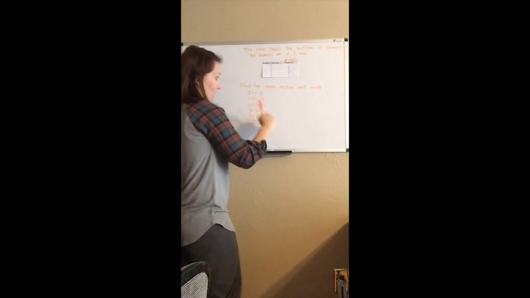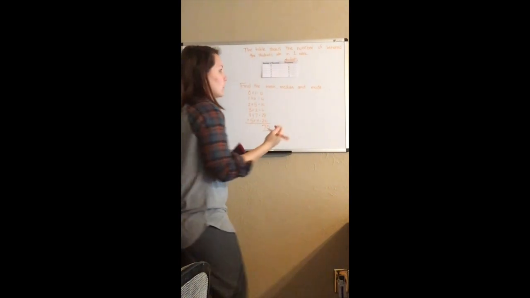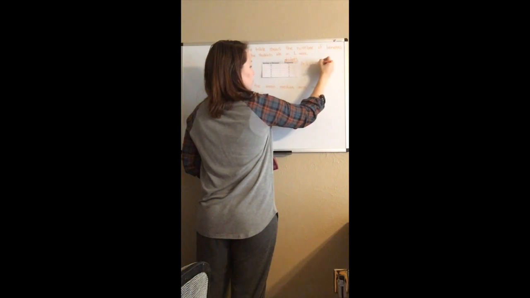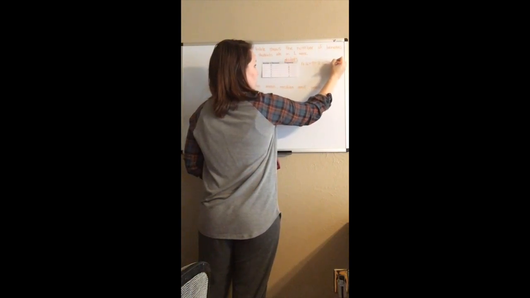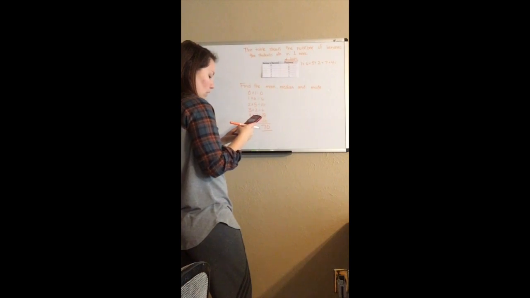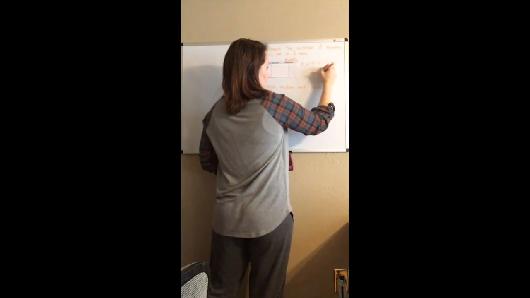Now, to know what I need to divide by, I need to figure out how many students there are. So how many values do we have? I'm going to say 1 plus 6 plus 5 plus 2 plus 7 plus 4. This is kind of a tricky question, but if you sit back and ask, okay, what is it asking me? What can I figure out? It makes it a lot easier.